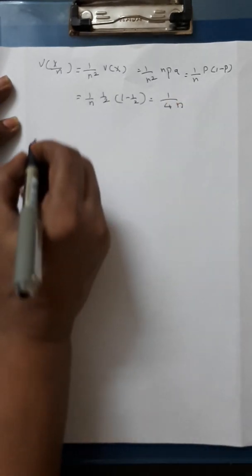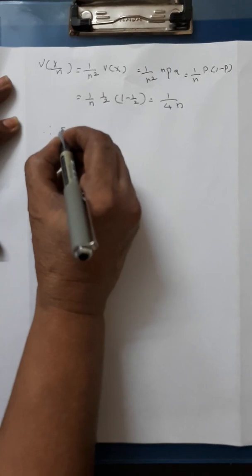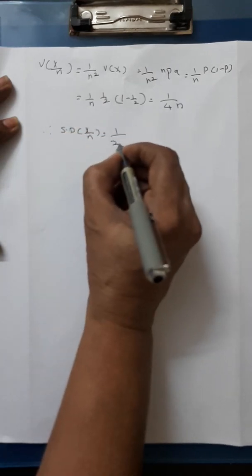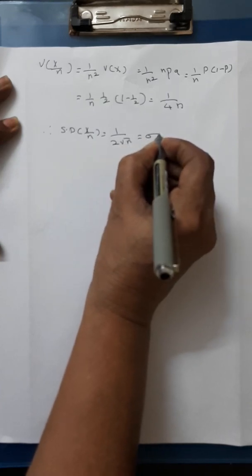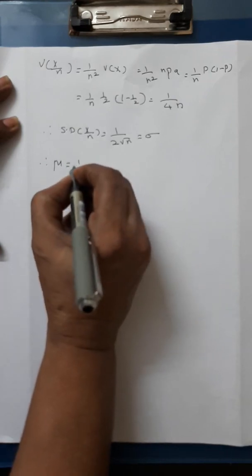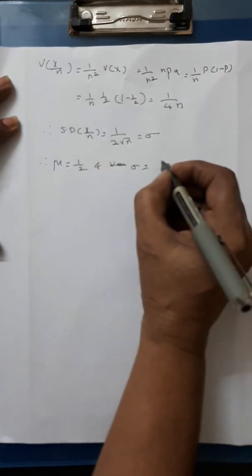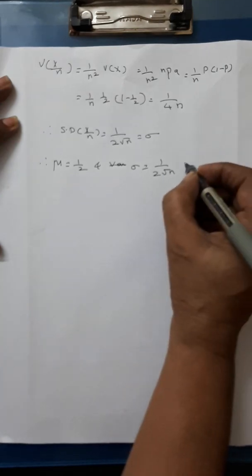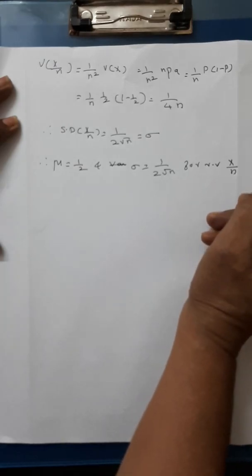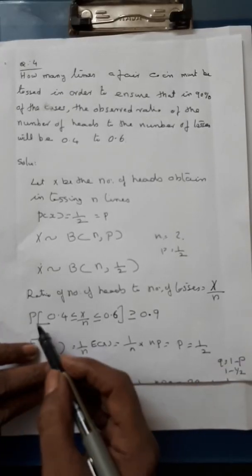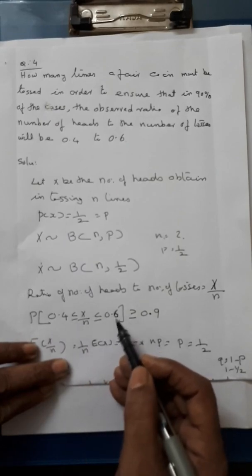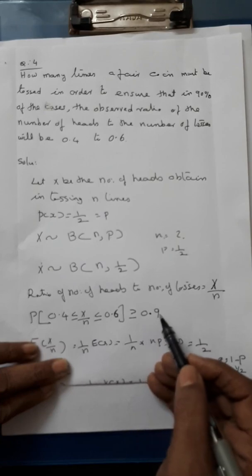Therefore, the standard deviation of x by n is 1 by 2 root n, which is equal to sigma. Therefore, we have mu equal to 1 by 2 and sigma equal to 1 by 2 root n for the random variable x by n. We have this condition: P of 0.4 less than or equal to x by n less than or equal to 0.6 is greater than or equal to 0.9.